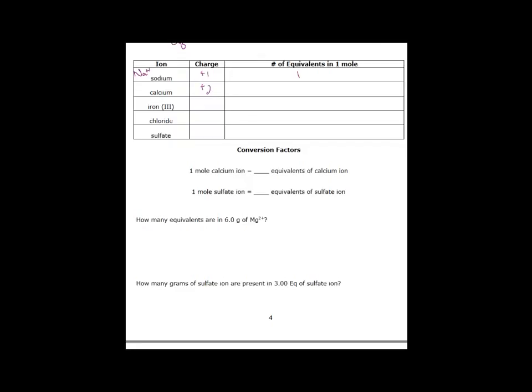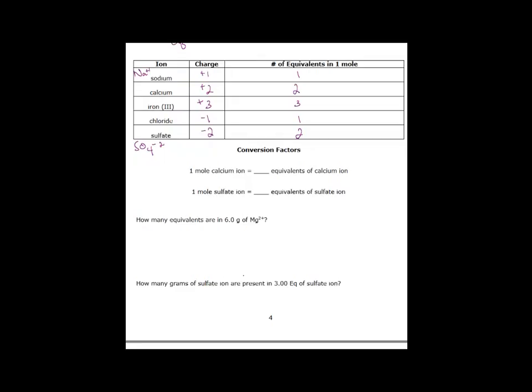Calcium has a +2 charge. So in 1 mole of calcium ion, you have 2 equivalents. Iron(III) ion has a +3 charge, so it produces 3 equivalents per 1 mole. Chloride ion, -1, produces 1 equivalent. So this is the absolute value. You don't have to worry about the positive or the negative, which is nice. Now sulfate ion is SO4 2-. I'm sure you guys remember this, right? So the charge is -2. The number of equivalents that would be produced would be 2.